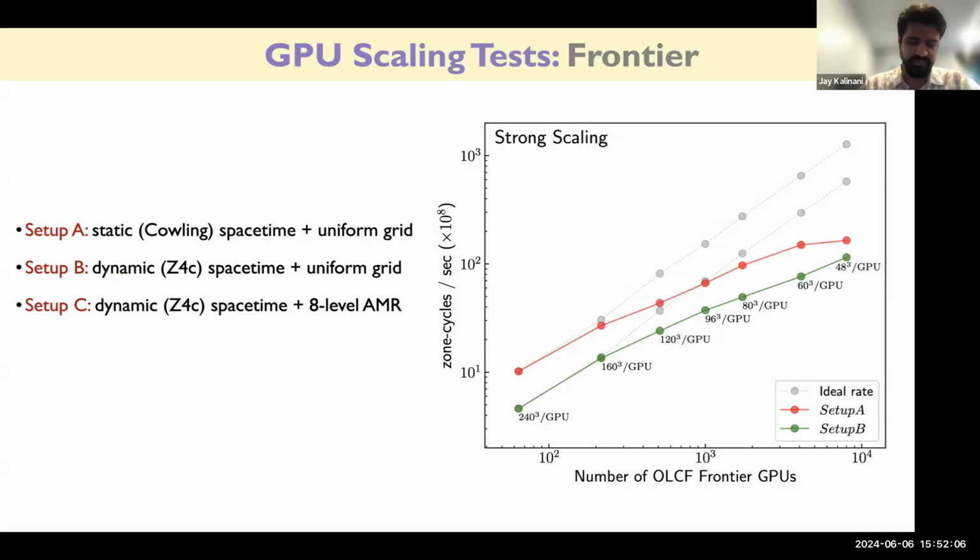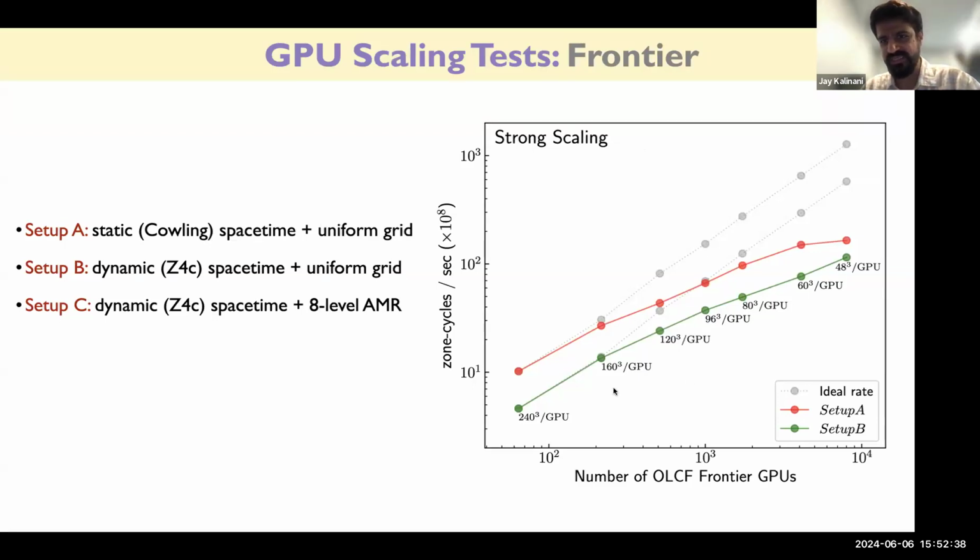After that, we did some performance benchmarks, here basically on 3 different setups. This is all based on the magnetized TOV simulation I showed earlier. First, again, Cowling spacetime on a uniform grid; then a dynamic spacetime evolved via the Z4c thorn, again on a uniform grid; and the third one considers an 8-level box-in-box AMR structure.